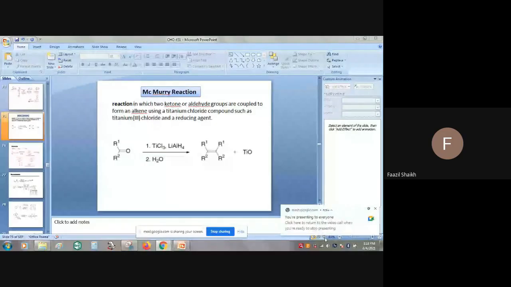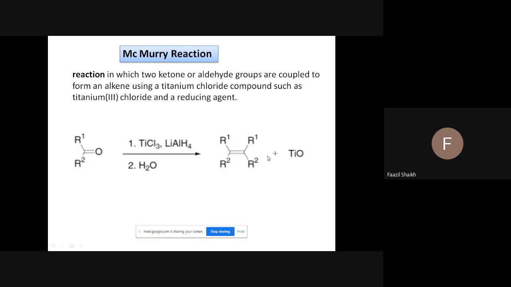So welcome all to this lecture. We are discussing McMurry coupling. Okay, is the McMurry reaction slide clearly visible to everyone? Yes, sir. Okay, right. So now see, what is this McMurry reaction?